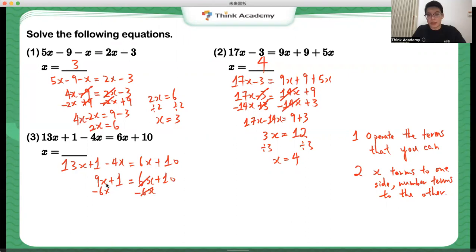So x is on the left-hand side now. And then we cancel out the number term on the left-hand side. So all the number terms go to the right-hand side. Is anyone asking any questions?